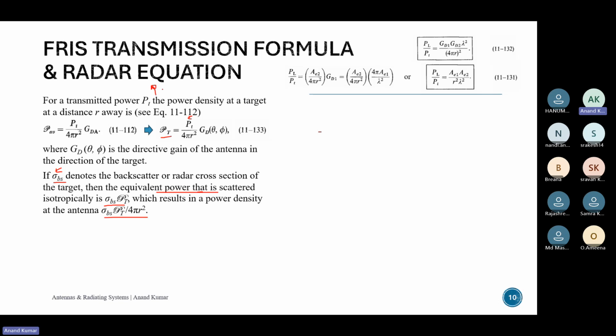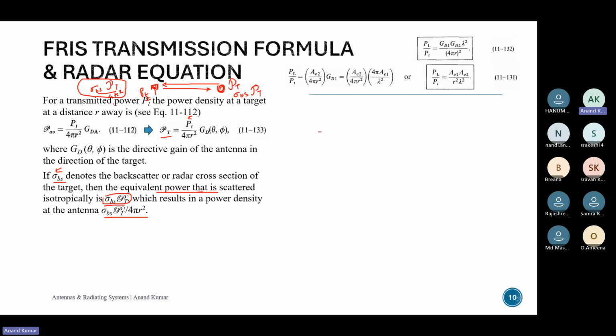What we are trying to do is, we have a transmitting antenna over here, and we send PT power. It travels to the object, and we receive script PT power over here. Then it scatters sigma BS script PT power, which is reflected back to the transmitter. The power received back at the antenna is sigma BS script PT upon 4 pi r square.